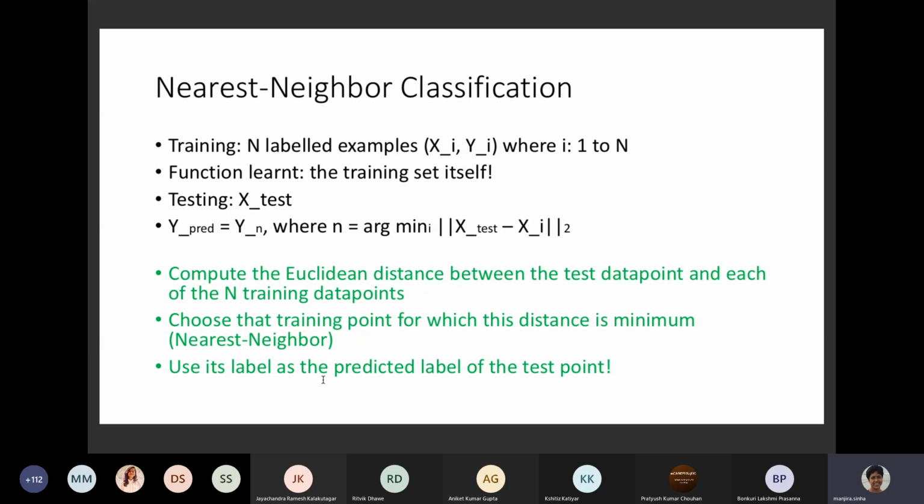And we assume that as it is the closest, the label of my training data point will also be the label of my test data point. So we use its label as the predicted label of the test point, because similar looking items are grouped together. They also lie very close to each other in the feature space. That is our assumption, right?